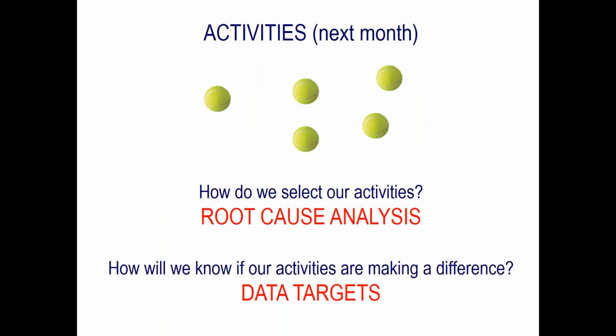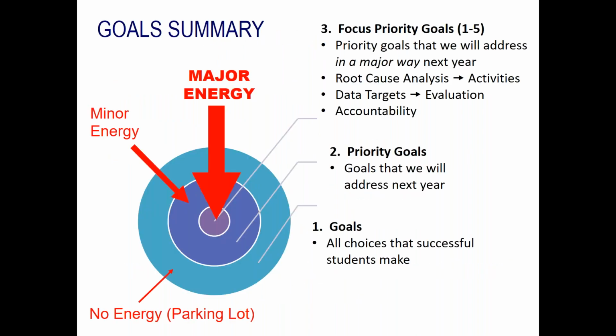Okay, so this is just another diagram that kind of shows this. In this diagram, we've got all of the choices that we want students to make in the outside part of the target. Then we're narrowing that down. We're saying, okay, here in the middle ring, these are all the choices that we're actually going to work on next year. But then in the center ring, these are the things that we're really going to hammer. So another way to think about this is the energy.